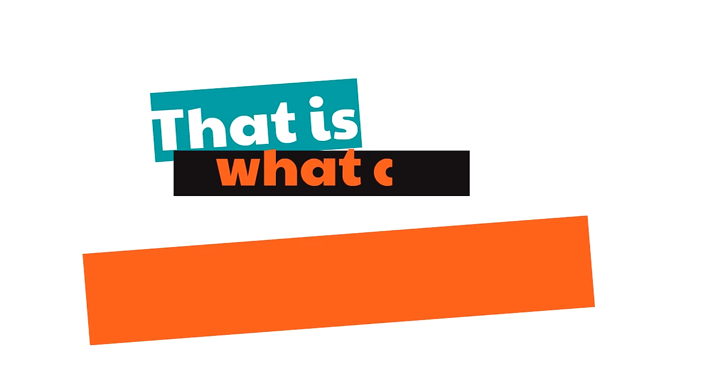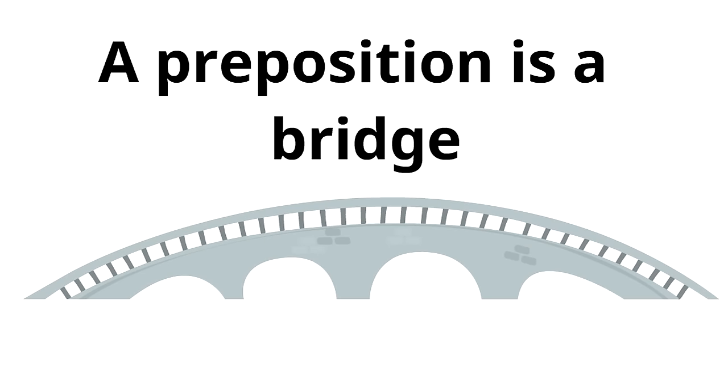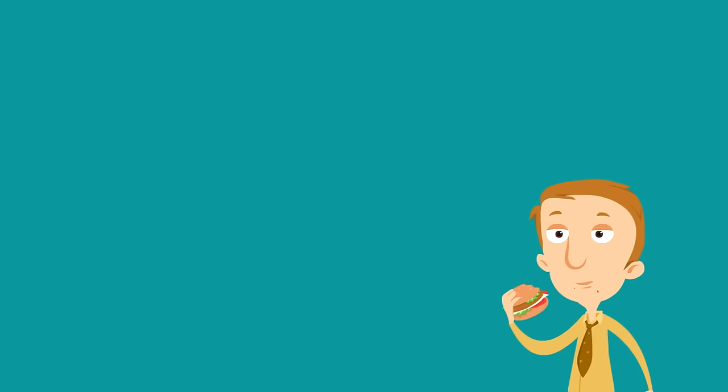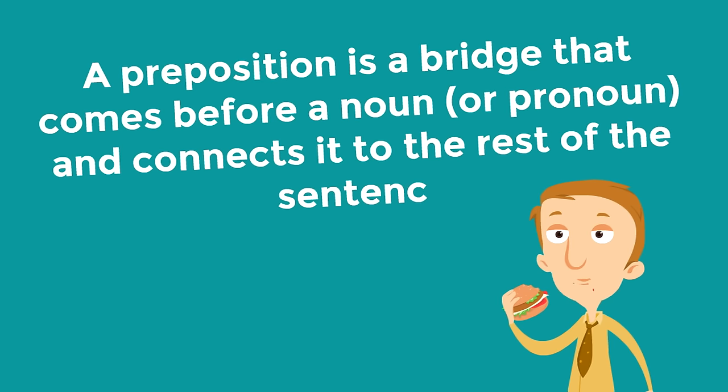that is what a preposition is. Okay? A bridge. A preposition is a bridge, okay? In the world of words and grammar, it's not really a bridge. You can't drive a car on a preposition, okay? That would be a little bit difficult, and you wouldn't be able to do it. But a preposition works just like a bridge in the world of words. A preposition is a bridge that comes before a noun or pronoun and connects it to the rest of the sentence.